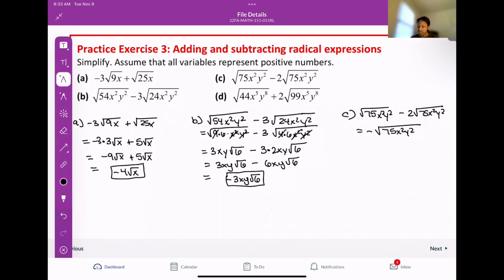All right, now we can actually simplify the radical. We're taking square roots. 75 is 25 times 3. Then we have times an x squared and a y squared. Our negative still out front. The square root of 25 is 5. The square root of x squared is x. The square root of y squared is y. And we still have our radical 3 left over. So negative 5xy square root of 3.